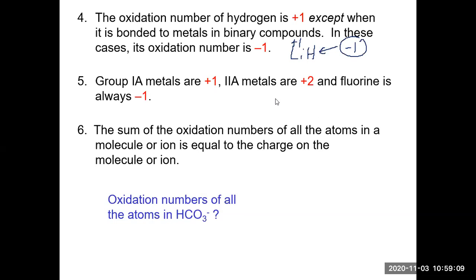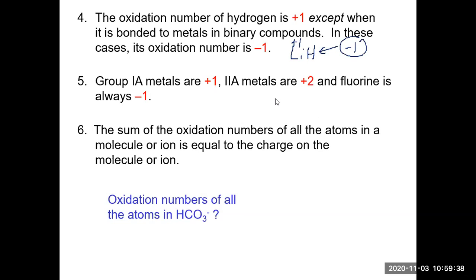Now, when we add up all of the oxidation numbers for something, it does need to equal the charge on either the ion or the molecule. So if the overall molecule has a 0 charge, when you add up all the oxidation states, it should equal 0. If the overall thing is an ion, like -2, when you add up all the oxidation numbers, it should equal -2.